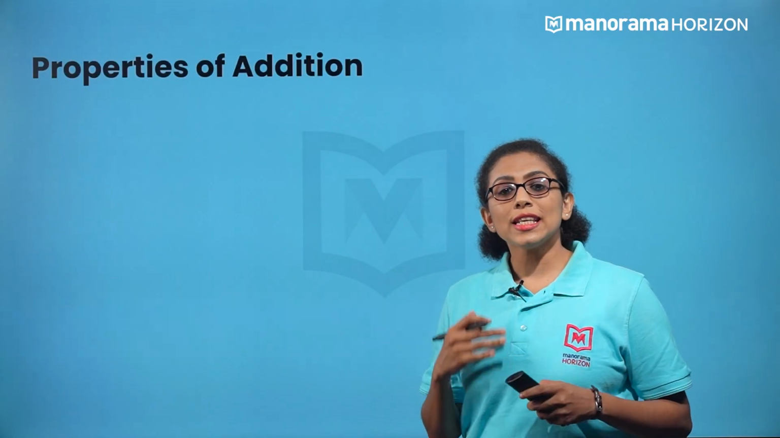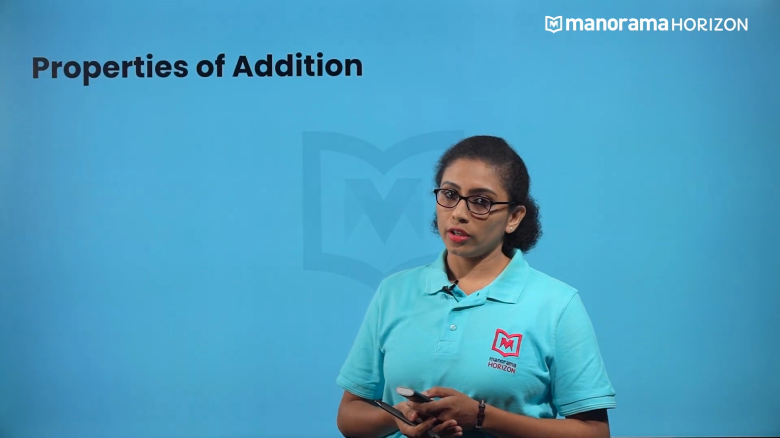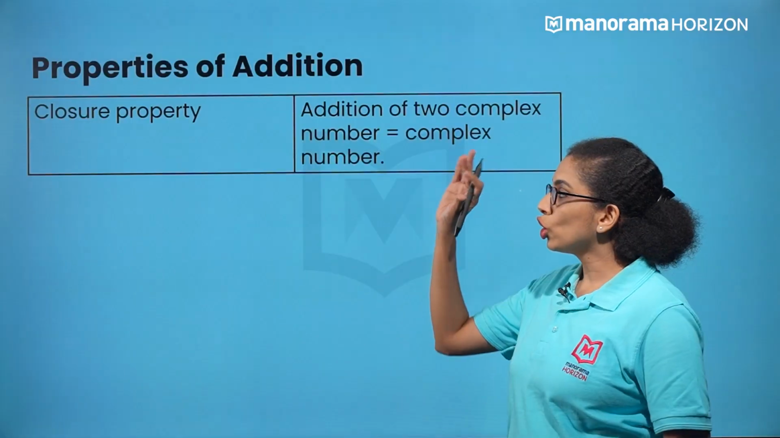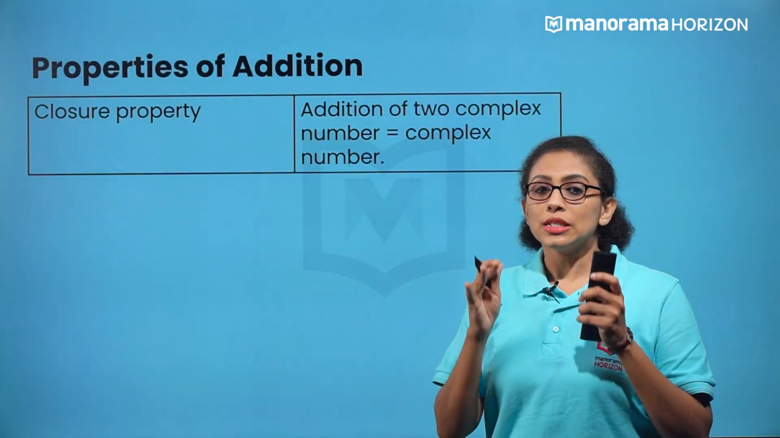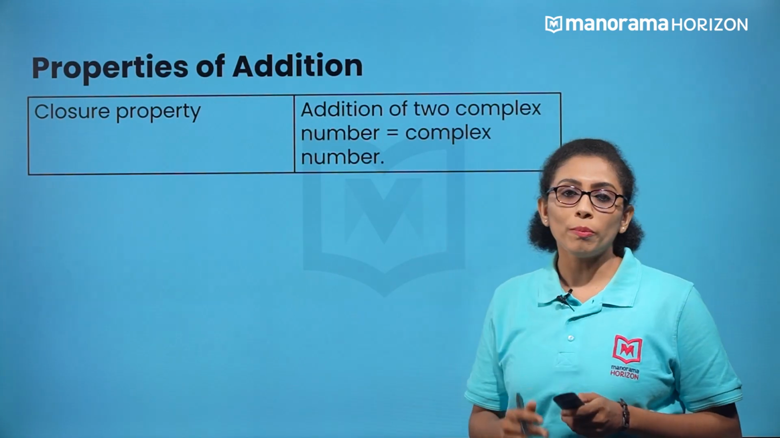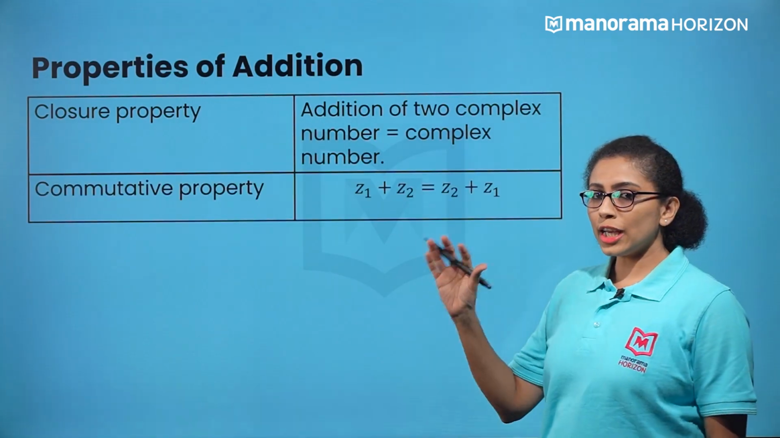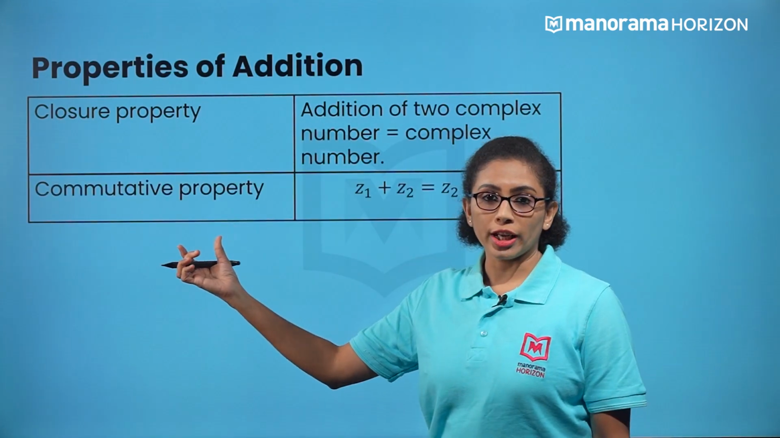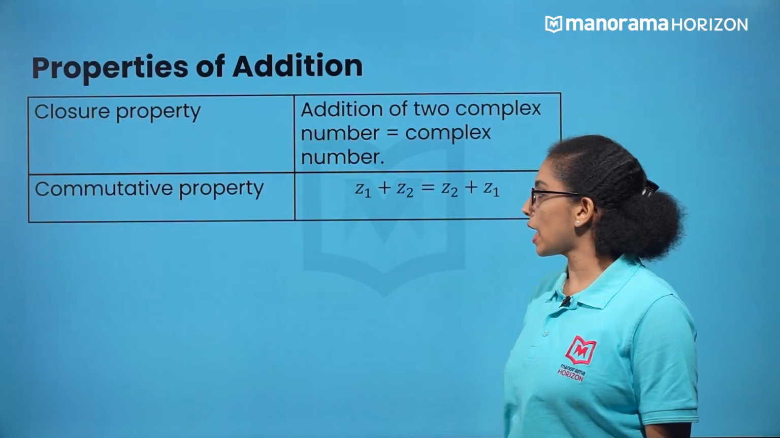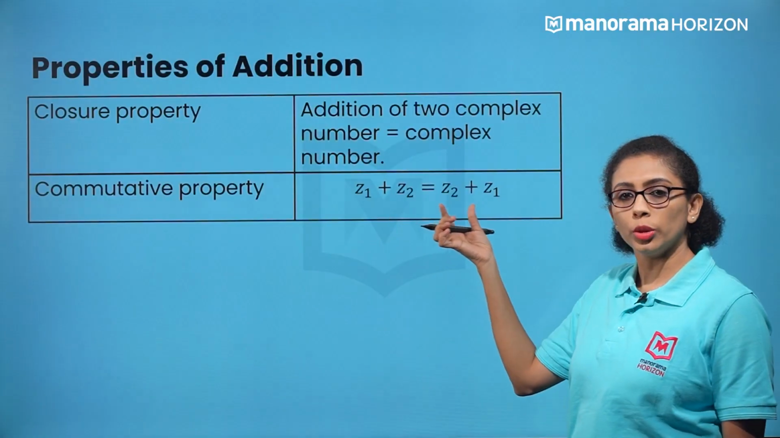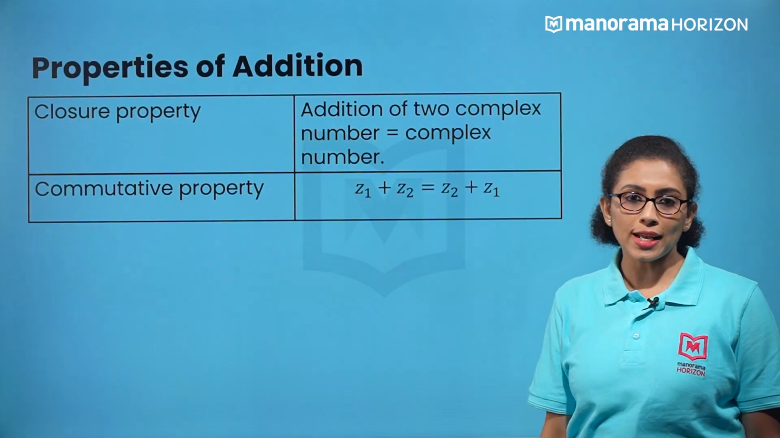Now, let us see some properties of addition. The first property, that is closure property. Adding two complex numbers results in another complex number. The second property, commutative property, it states that for two complex numbers Z1, Z2, Z1 plus Z2 will be equal to Z2 plus Z1.